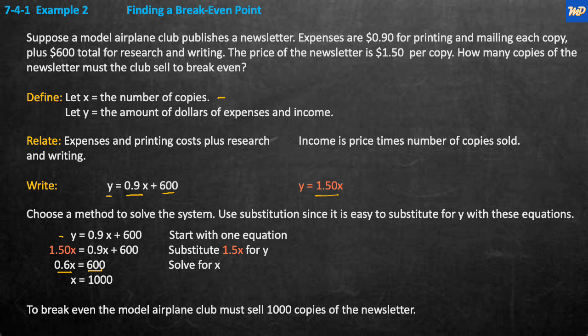Okay, so now you can go back and plug in, and you can see that to break even, the Model Airplane Club must sell 1,000 copies of the newsletter. And when they do that, this equation says that they'll be at that break-even point, right? They're going to be at that point right there. That'll be 1,000 where they're breaking even.